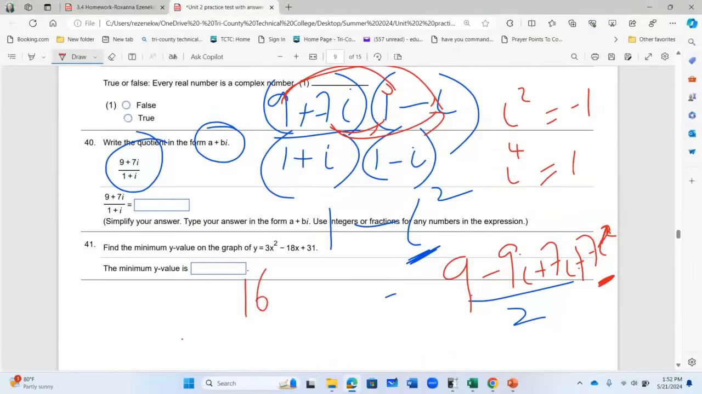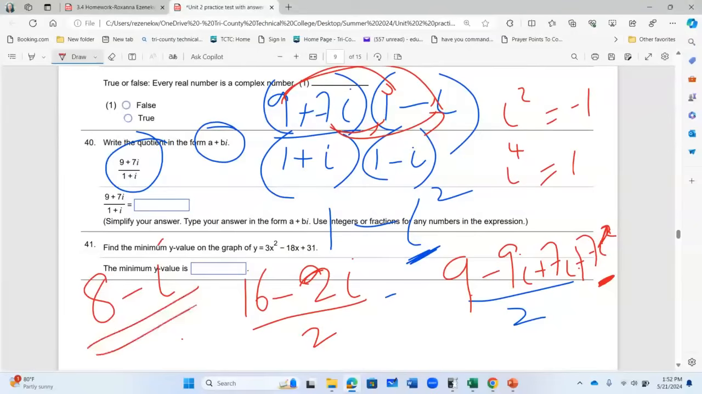So I have 16 minus 7i plus negative 9i is negative 2i. Negative 2i divided by 2. Okay, so simplifying, I have 8 minus i. My function is now in the standard form of a complex number, where the real part is 8, the imaginary part is -1.